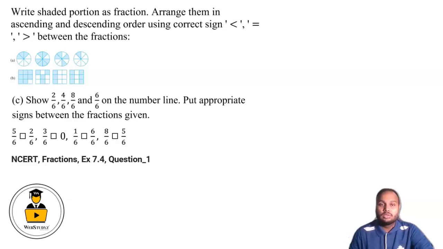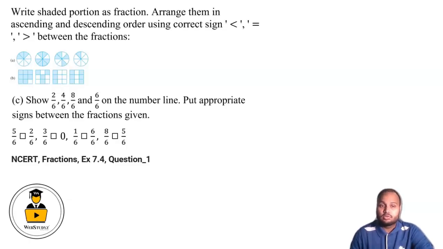Hello students, so in this question we have to write shaded portions as fractions, and we have to arrange them in ascending and descending order using the correct sign of less than, equal to or greater than between the fractions. So we have been given two questions A and B, and in the C part we have to show these fractions on the number line, and also put the appropriate sign between the fractions that are given below. So let us solve this problem.